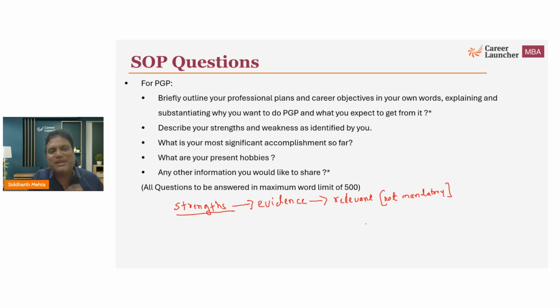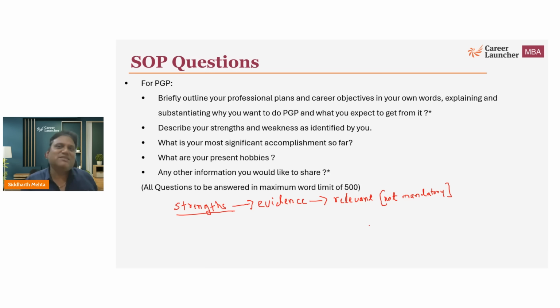Whatever strengths you are mentioning, please give the example, the evidence of the same, right? 2 strengths, 2 evidences. So for example, I will tell you what I'm trying to say. People say that I'm adaptable, and as evidence they say that after class 12th, for the first time I went out of my hometown, stayed at a hostel, and there were a lot of issues in the beginning, but I adapted.